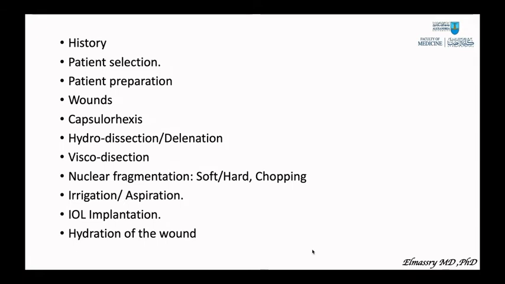In this presentation, we are going to summarize the history of phacoemulsification, patient selection, patient preparation, construction of the wounds, capsulorhexis, hydrodissection and delineation, viscodissection, nuclear fragmentation, soft and hard cataract, chopping techniques, irrigation aspiration, intraocular lens implantation, and hydration of the wound.